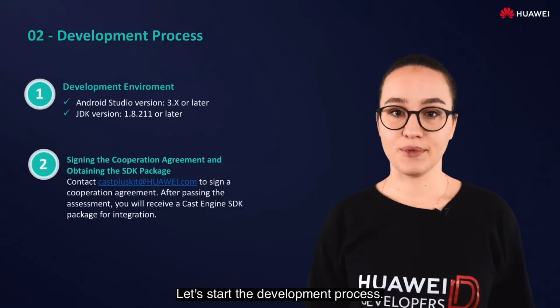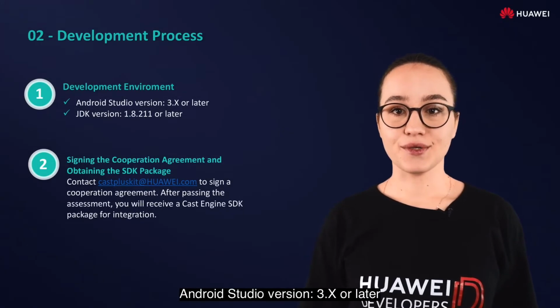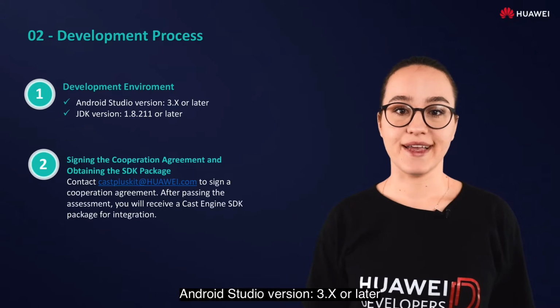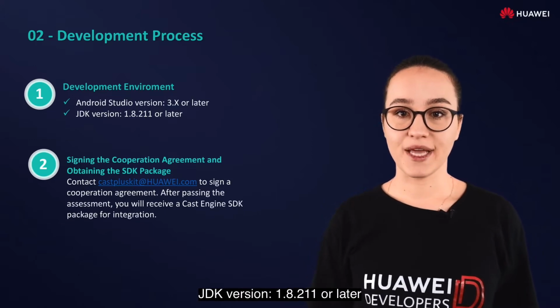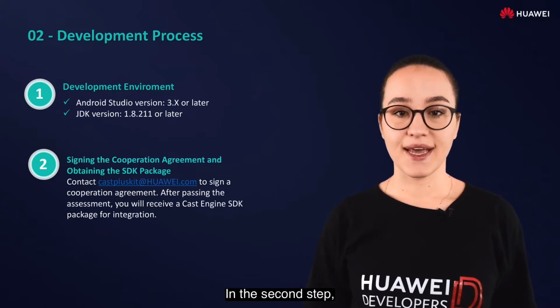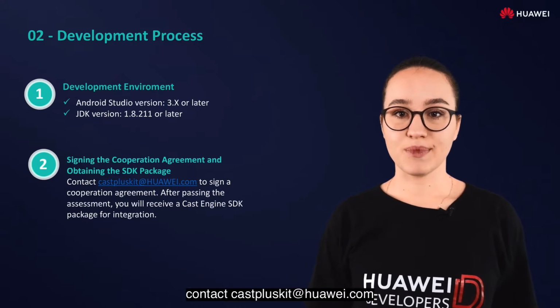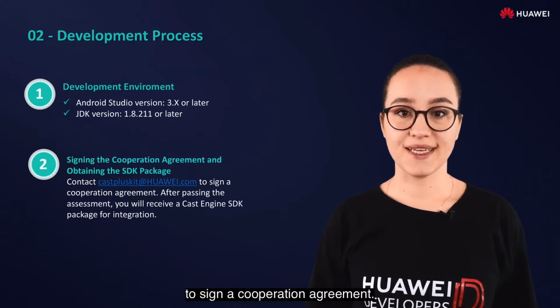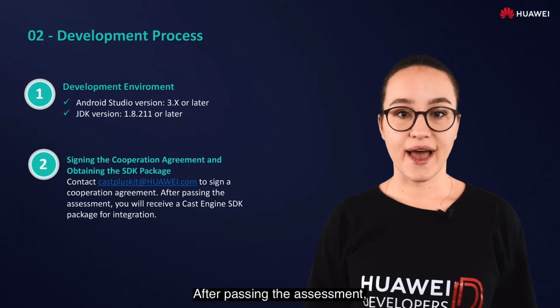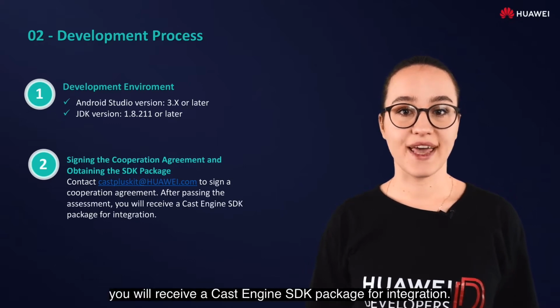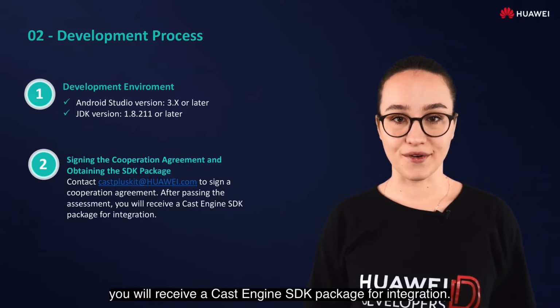Let's start the development process. You need Android Studio 3.x or later, and JDK version 1.8.211 or later. In the second step, contact castpluskit@huawei.com to sign a cooperation agreement. After passing the assessment, you will receive a Cast Engine SDK package for integration.